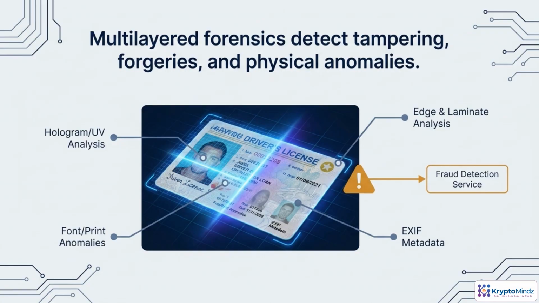Document forensics is really a pipeline of independent checks that converge on a fraud decision. You combine optical checks like hologram and UV patterns, print and font consistency, and edge or laminate integrity with digital signals such as EXIF metadata from the capture device. Each layer is weak on its own, but correlated in a fraud detection service they become powerful, allowing you to distinguish low-quality images from genuine tampering or sophisticated forgeries.